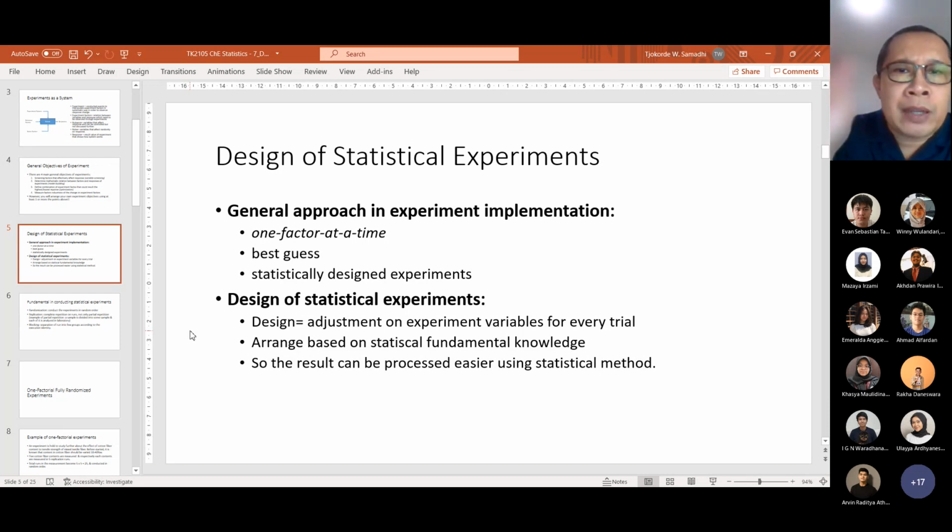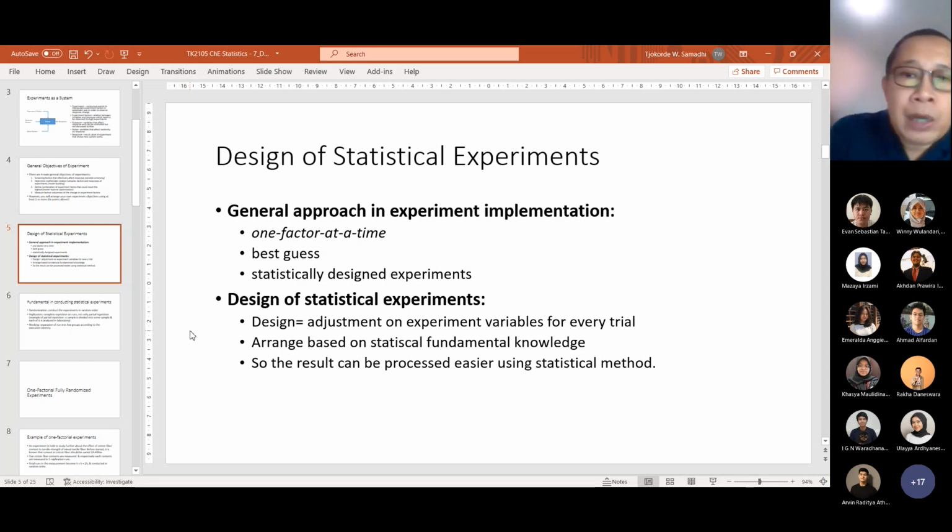Step 1, mix reactant A and reactant B. Step 2, turn on the stirrer. Step 3, have your thermometer ready. So that's experimental procedures. But when we say experimental design, what we mean is how we arrange the settings of experimental factors within each run.